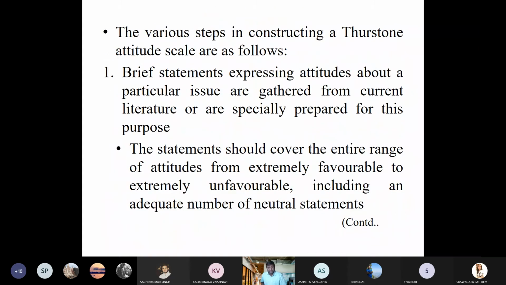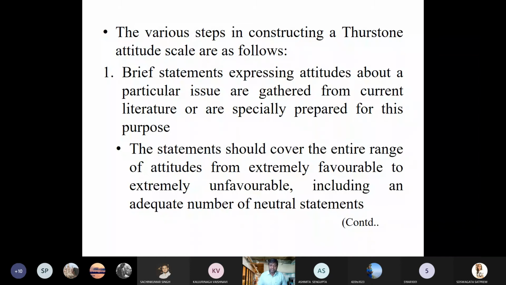The various steps consist of the following. Brief statements expressing attitudes about a particular issue are gathered from current literature and are especially prepared for this purpose. What you have to do? Suppose you are doing an attitude measurement, how do you develop a scale? Unless you have knowledge about the literature, you cannot proceed. You first collect information regarding attitudes about a particular issue, from different literature, and from that you can explore.